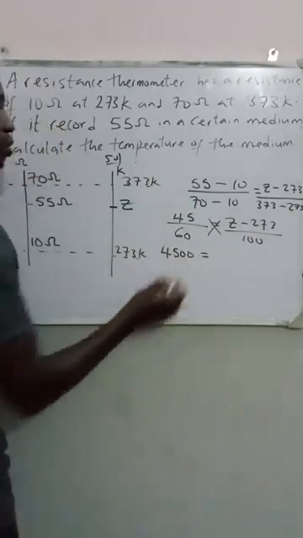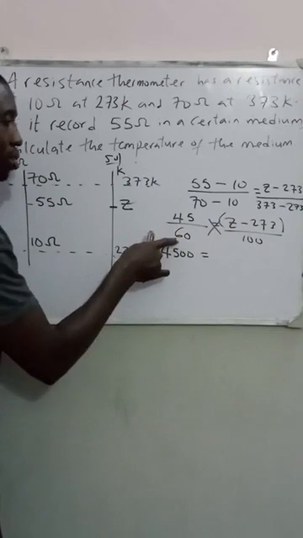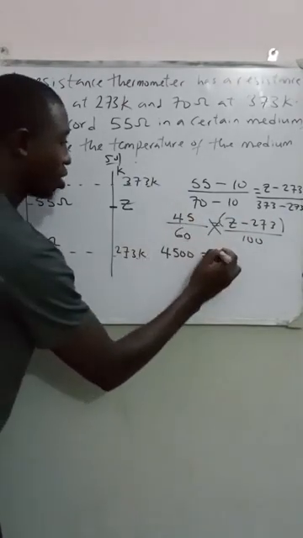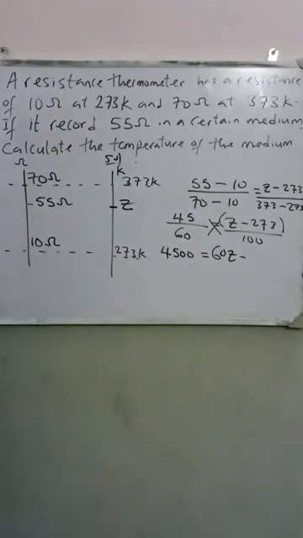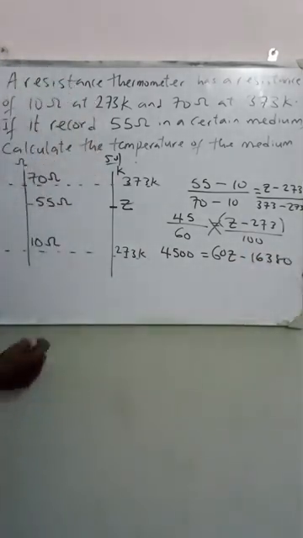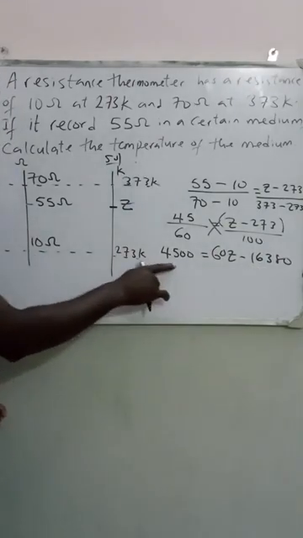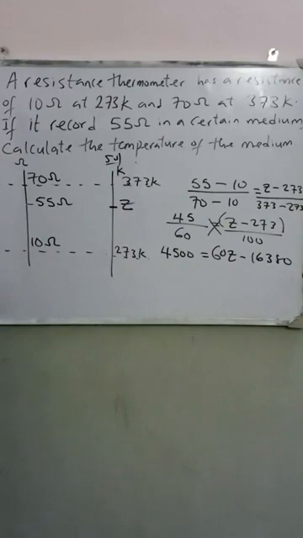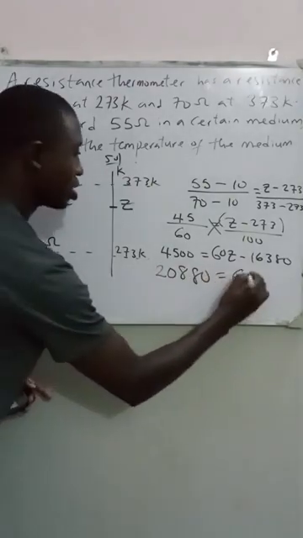4500 should be equal to, put these in brackets, 60 is multiplying the whole of this bracket. That is, the 60 will multiply Z, and also the 60 will multiply 273. When 60 multiplies Z, we have 60Z minus, when 60 multiplies 273, we are going to have 16,380. When this goes to the other side, it becomes positive 16,380 plus 4,500. So when we add that together, we are going to have 2880, which should be equal to 60Z.